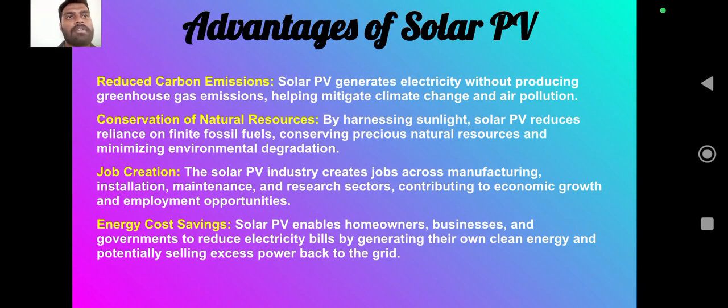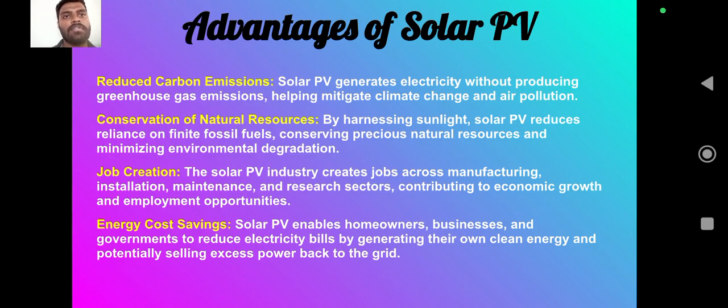Okay, and the advantages of a solar PV system. Reduced carbon emission: solar PV generates electricity without producing greenhouse gas emissions. Since it does not produce any greenhouse gases, there will be no gases produced in the system when we harness the solar energy, right? So it reduces greenhouse gas emissions.